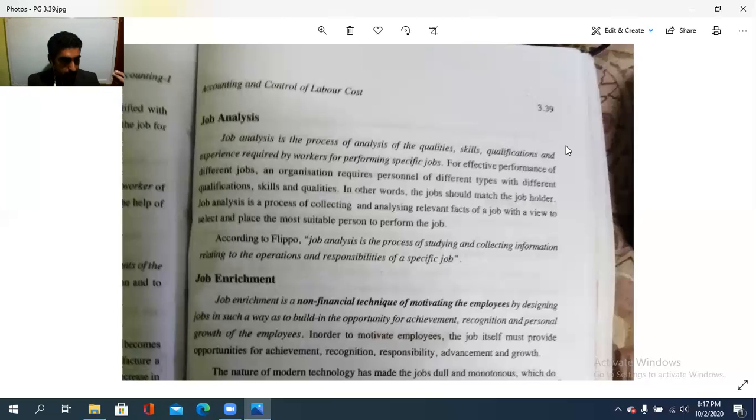So, this is the what is that? This month, in some institution or in some organization, there is some ranking for the workers.